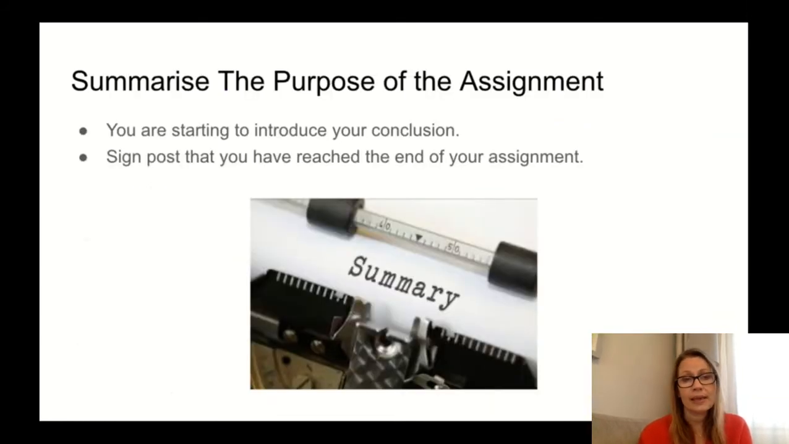Moving forward, then, let me explain these a little bit further, starting with summarising the purpose of the assignment. So you're starting to introduce your conclusion here. We want you to signpost that you've reached the end of your assignment.